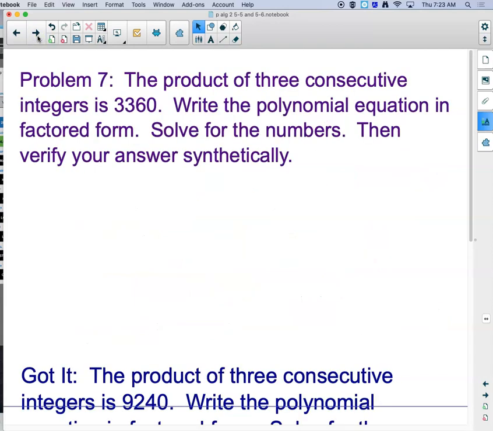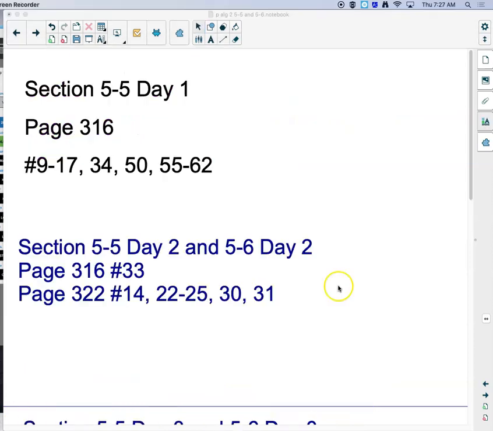Then the last piece to this has to do with the consecutive integers. So I'm going to hold off on that one for day 3. The day 2 assignment is right down here, so page 316, problem number 33, and page 322, number 14, 22 to 25, 30, and 31.